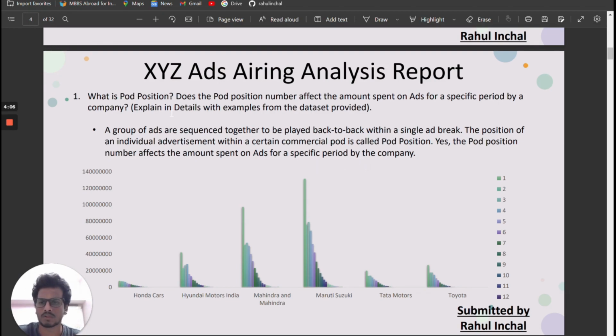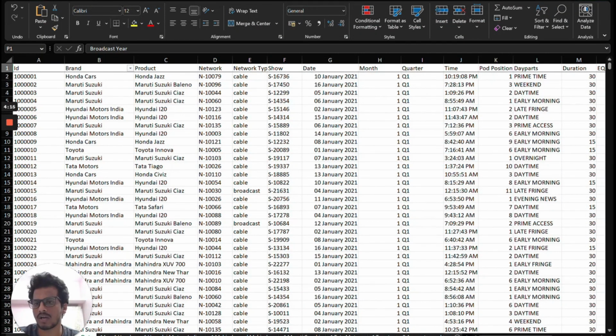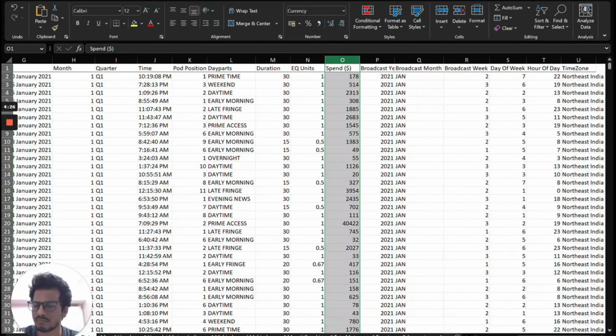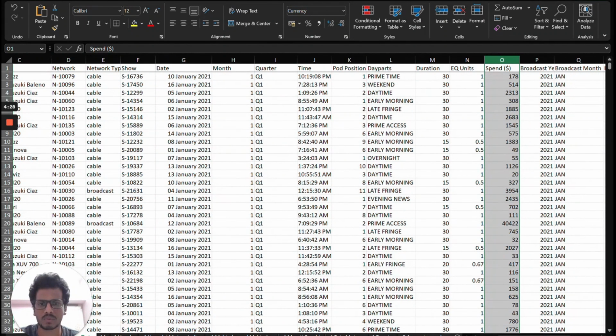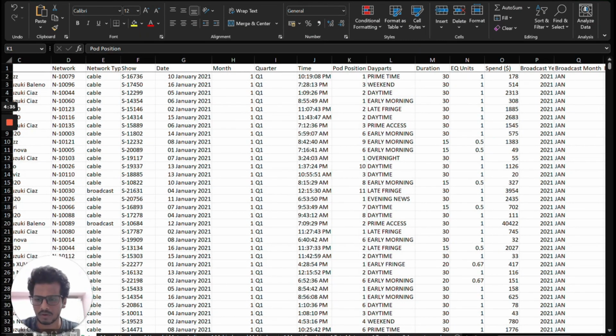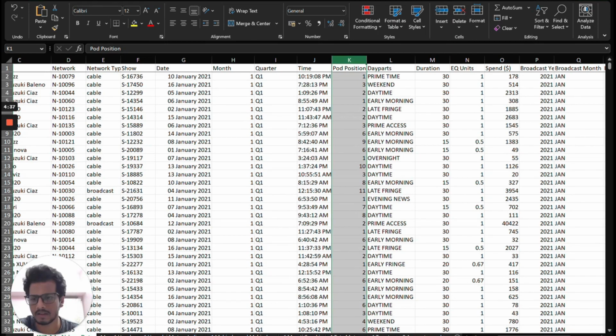Fine. So what is the question asking? Explain in detail with an example from the data set provided. Now I will tell you from the data set. Guys, brand is very important, because we are going to visualize the brand against the amount of money spent, and in this question we are supposed to take the pod position as well. So with these three we are going to visualize something. I have visualized it here itself.